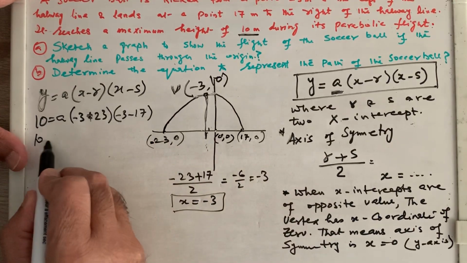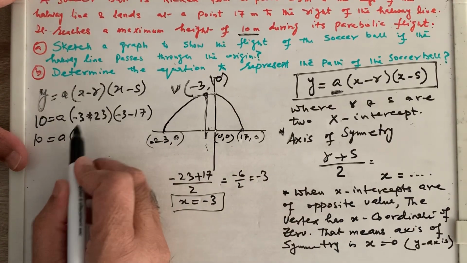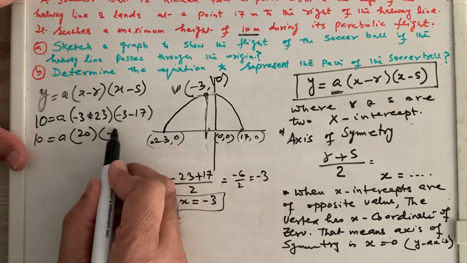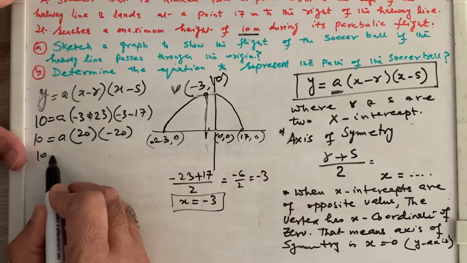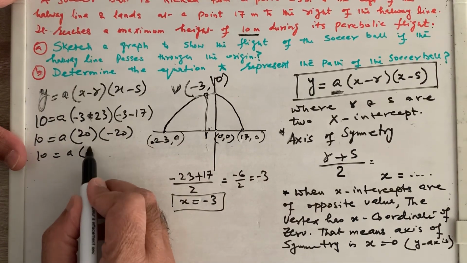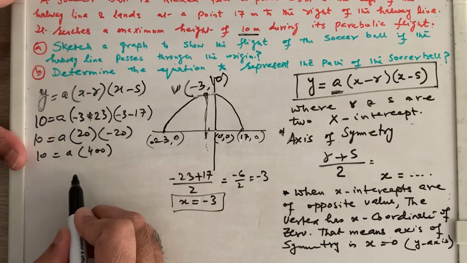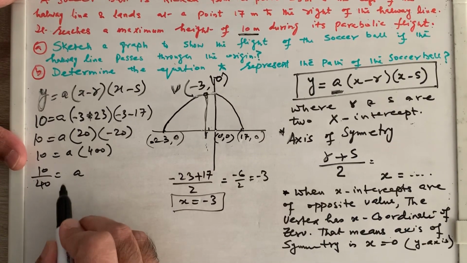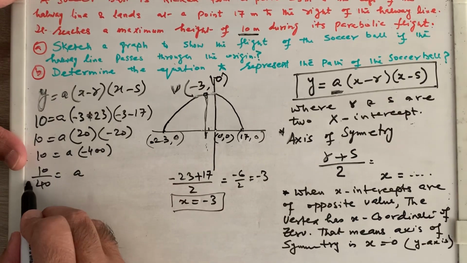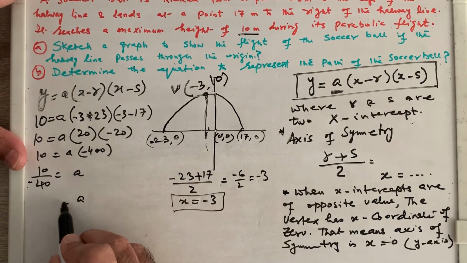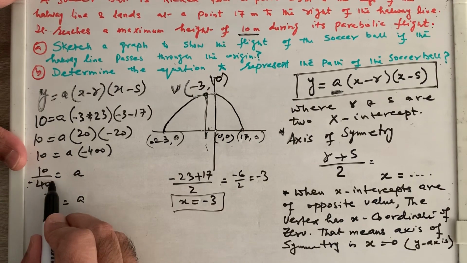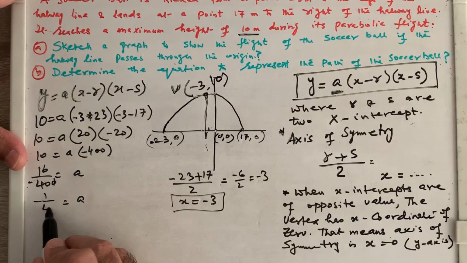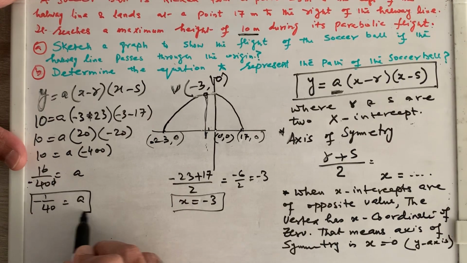So 10 equals a times 20, because minus 3 plus 23 is 20, and minus 3 minus 17 becomes minus 20. So this becomes minus 400. And we need to calculate a. So a equals 10 divided by 400, and it is minus. The 0 cancels with 0, so a is minus 1 over 40. This is the value of a.